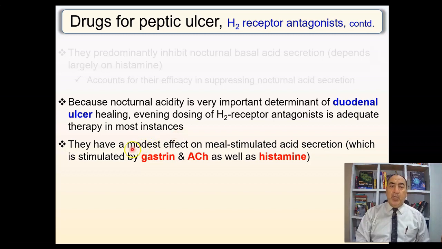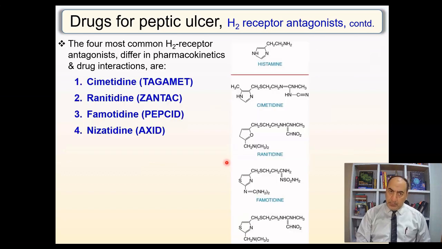They have a modest effect on meal-stimulated acid secretion because this depends on gastrin and acetylcholine. Remember, last time we said the main mechanism of gastrin works through the ECL. But there is a lesser role: it can also activate the parietal cell directly without need for histamine. Acetylcholine can activate the muscarinic receptors directly without need to go to activate ECL to release histamine. So these are histamine independent mechanisms, so the effect is modest when it comes to meal stimulated acid secretion.